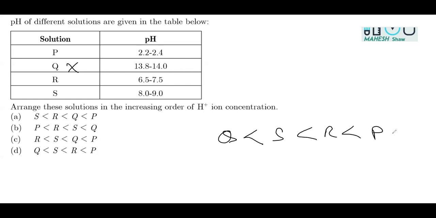And finally P. One more time, you should know that this is pH. Lower the pH, higher is the strength of an acid, or more acidic it is, and the more acidic, the more is the H plus ion concentration. So in turn, we had to arrange them from the lowest acidic strength to the highest acidic strength, and the option will be D in this case.